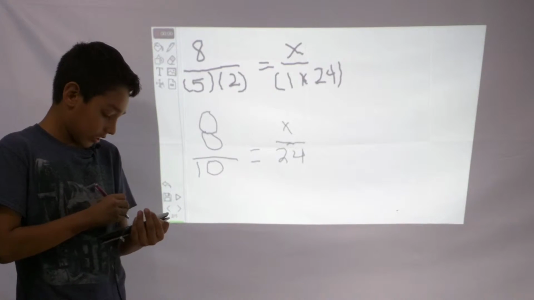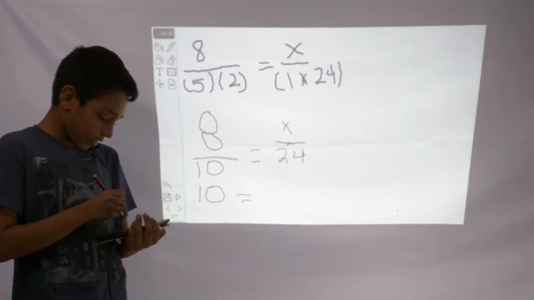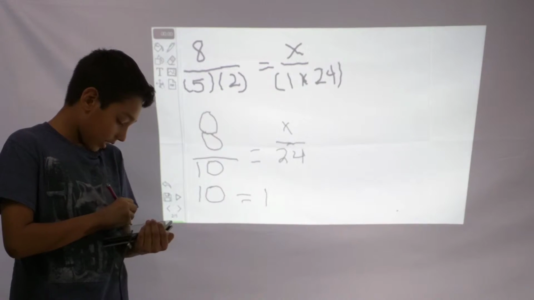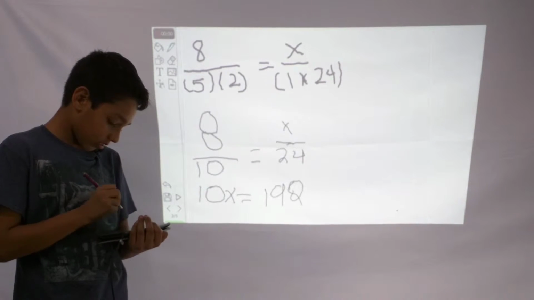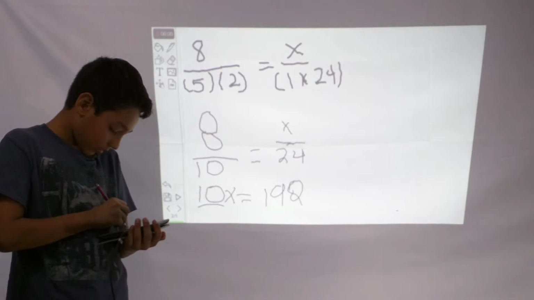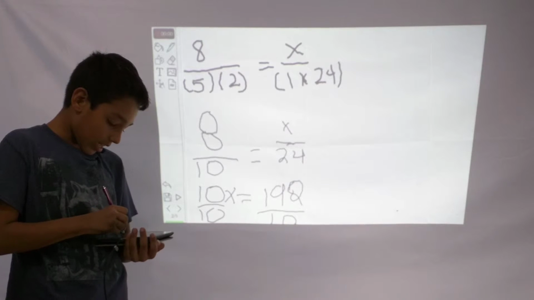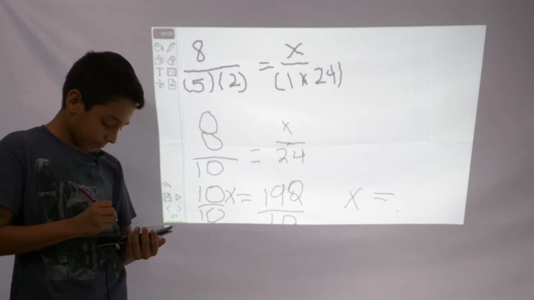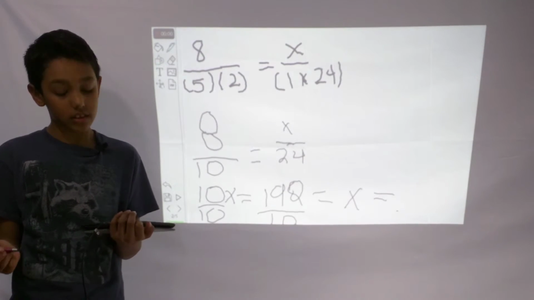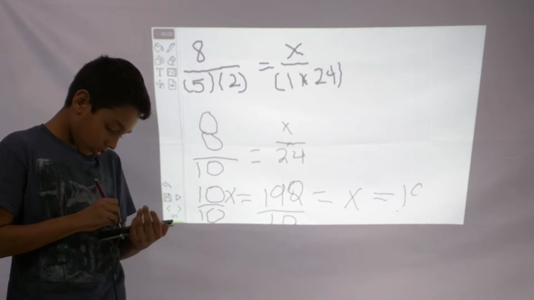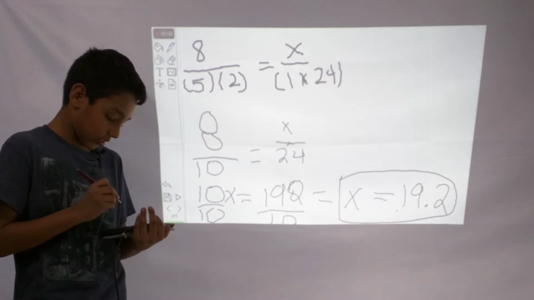So now we can cross multiply. So 10x equals 8 times 24, which is 192. 10x equals 192. So now you can divide by 10 from both sides, and we get x equals 192 divided by 10, which is 19.2. So x equals 19.2. And that is our answer.